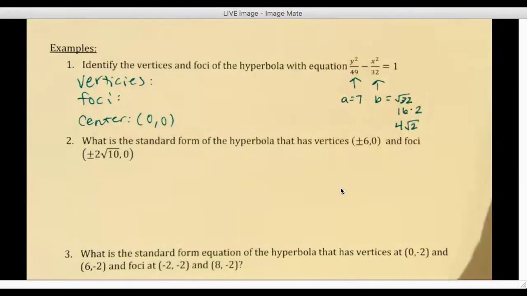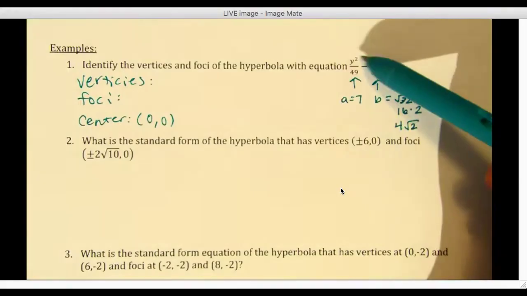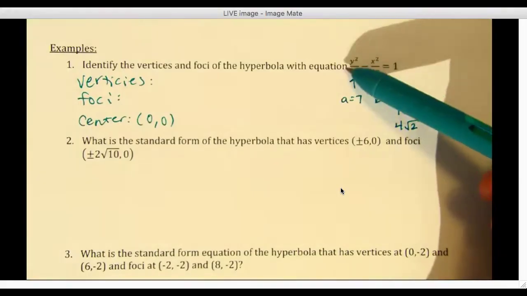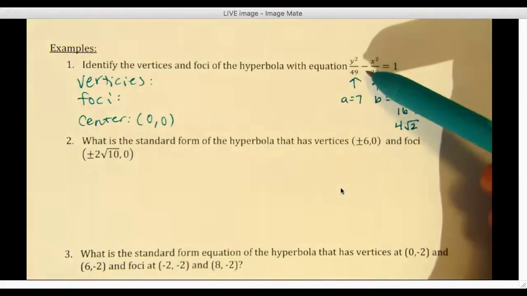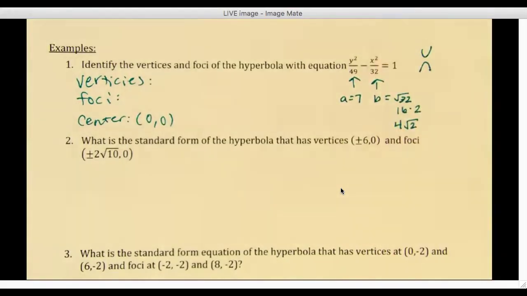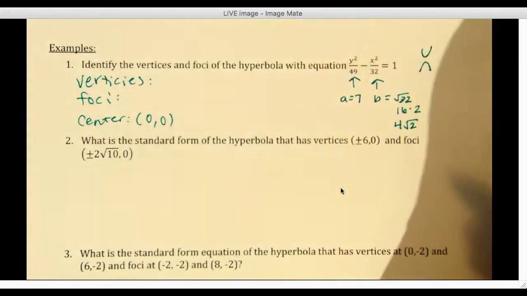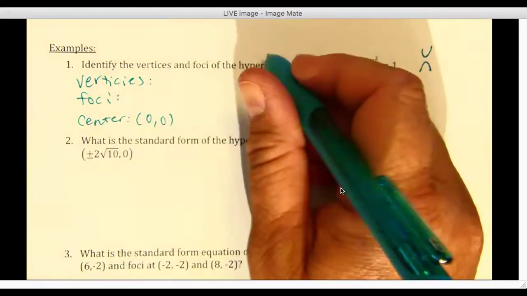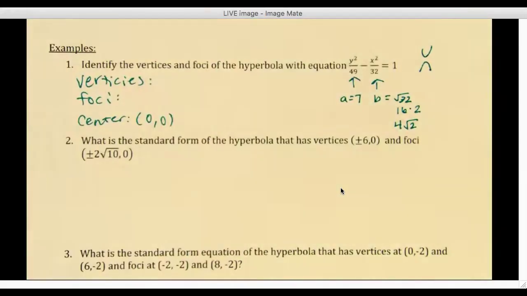Now, we will need our C value, so we will have to solve for that. But before I determine that, notice the Y value is first, that's positive, and the X is negative. So that means this is a vertical hyperbola. Okay, so even though it doesn't ask us to graph, it might be a helpful visual for us.